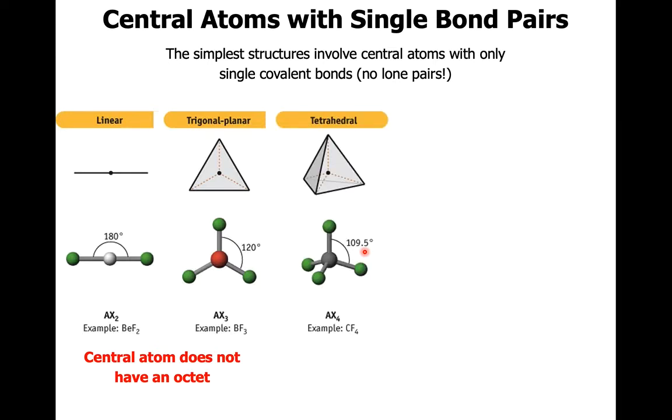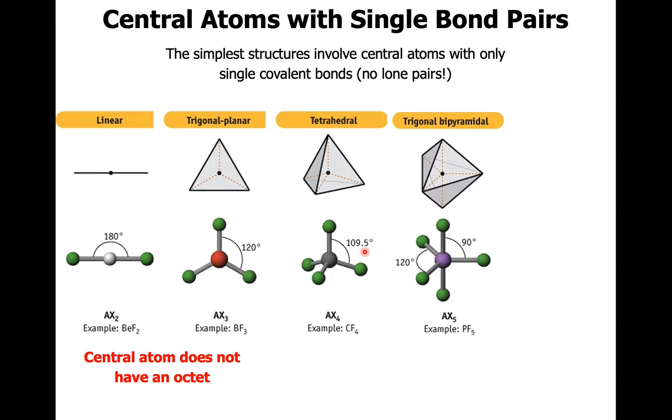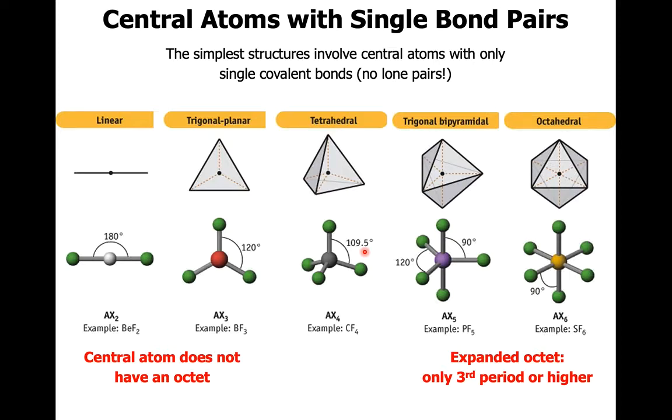Next is tetrahedral. My example here is CF4, and we have an F-carbon-F angle of 109.5 in a perfect tetrahedron. Trigonal bipyramidal, example here is PF5. And octahedral, example here is SF6. And because these all have bonds and no lone pairs, no multiple bonds, all five of these have the idealized geometry. So this is a perfect trigonal bipyramid. This is a perfect octahedral.